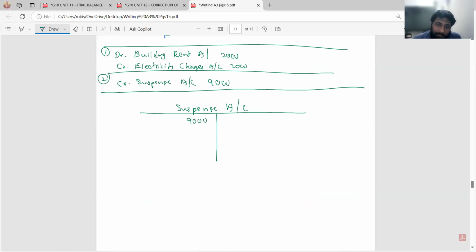9,000 from trial balance. So here, the first one is nothing going to the suspense. Second one, credit the suspense 9,000. Credit the suspense 9,000, sales in trial balance. So the suspense account is getting closed for 9,000. That's it.